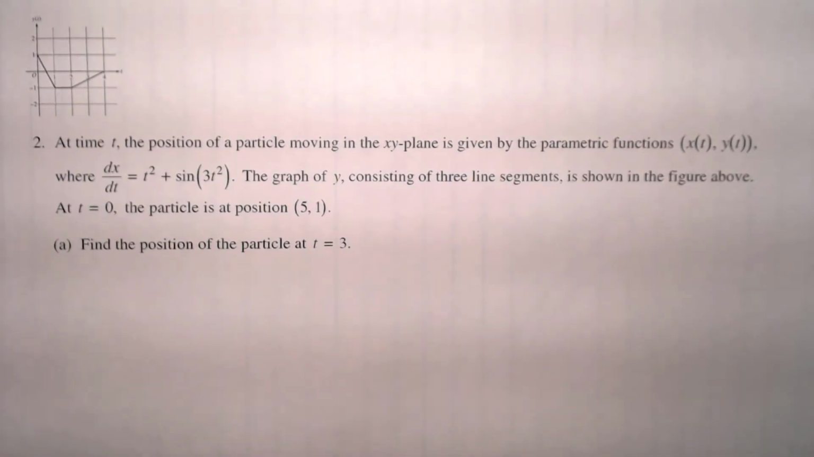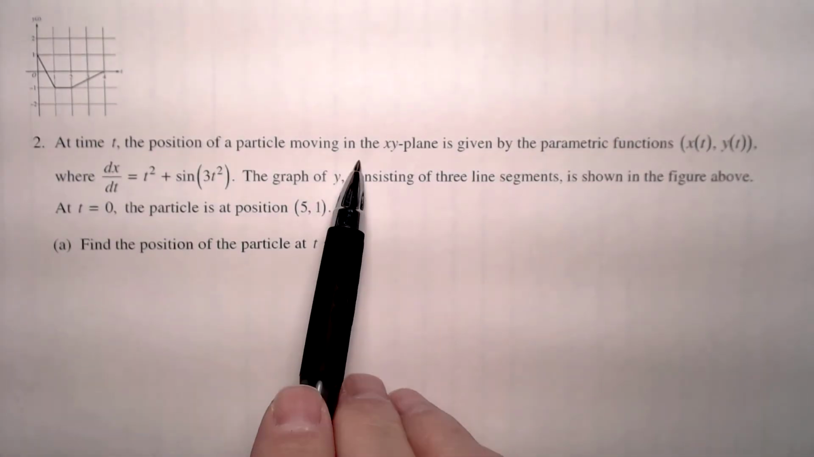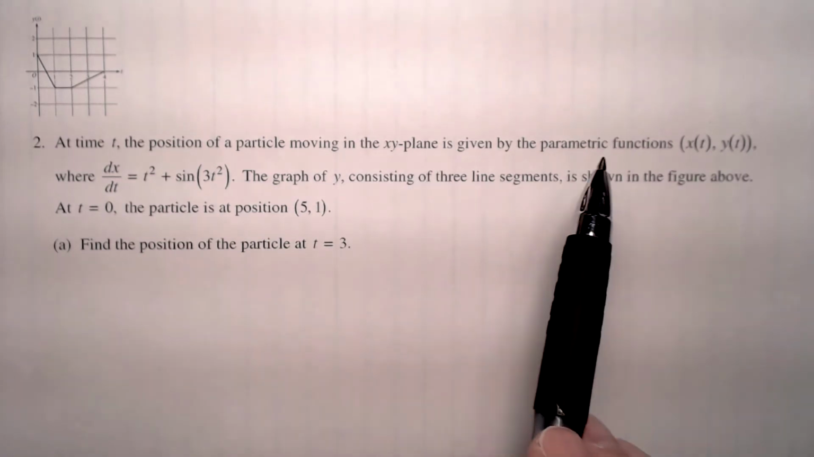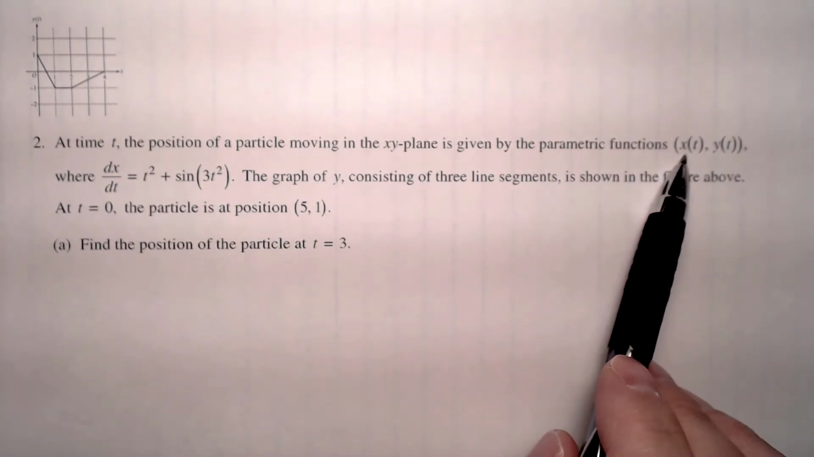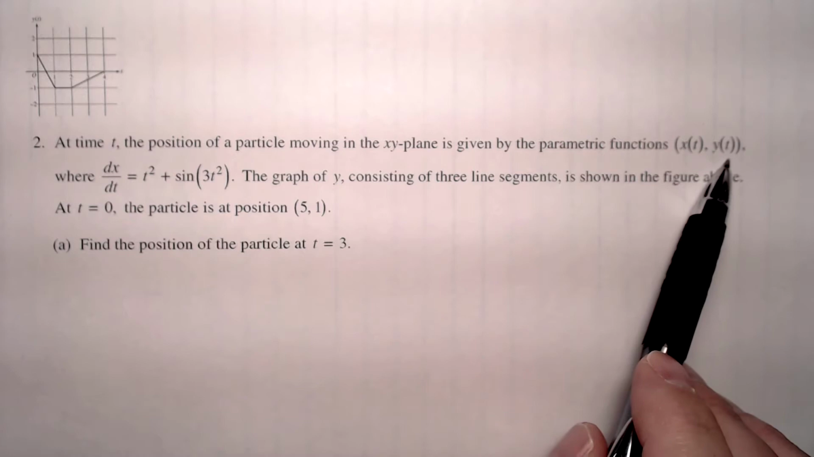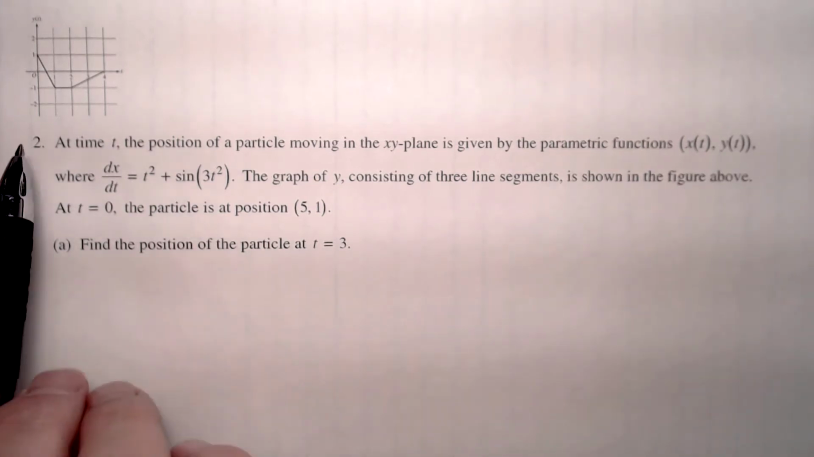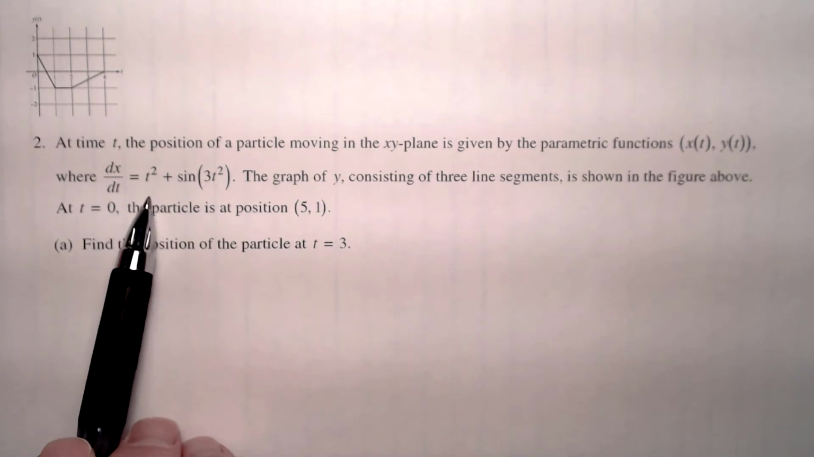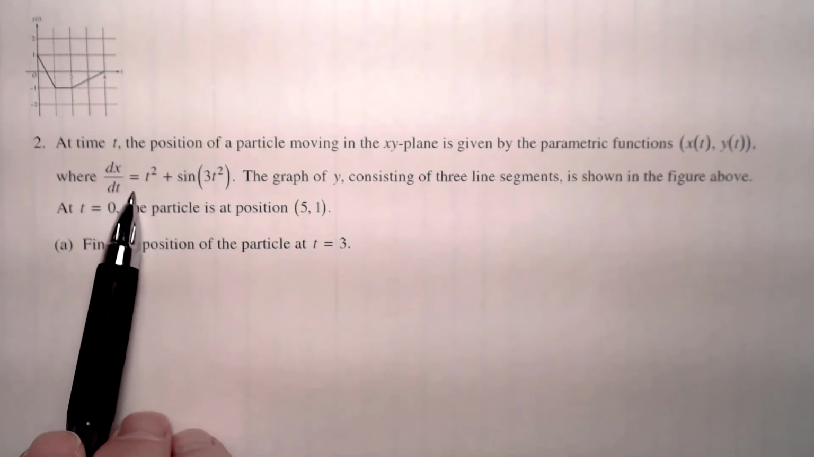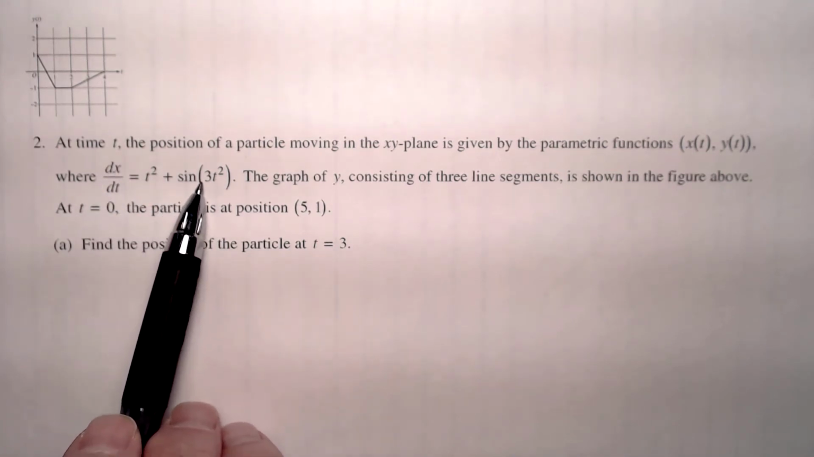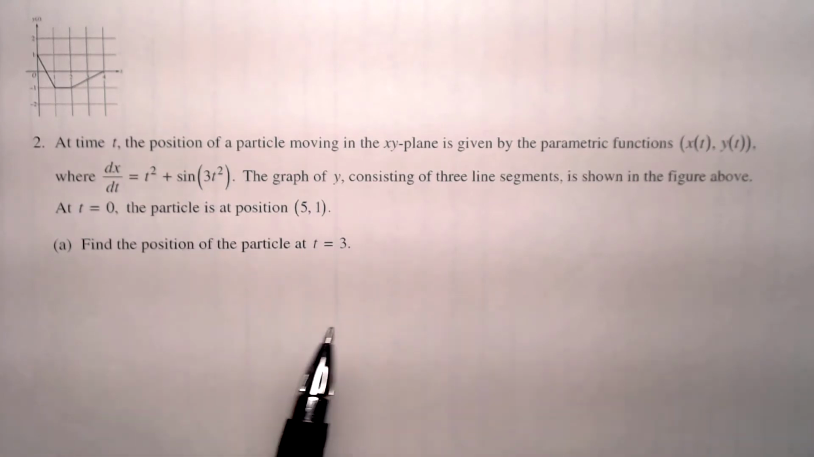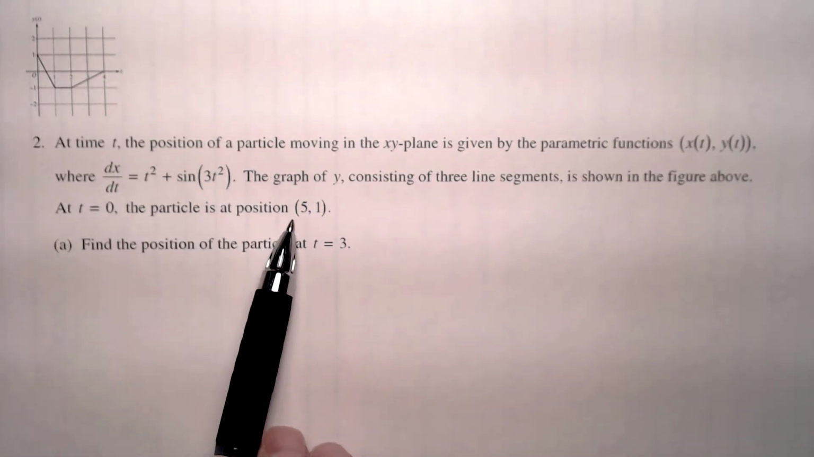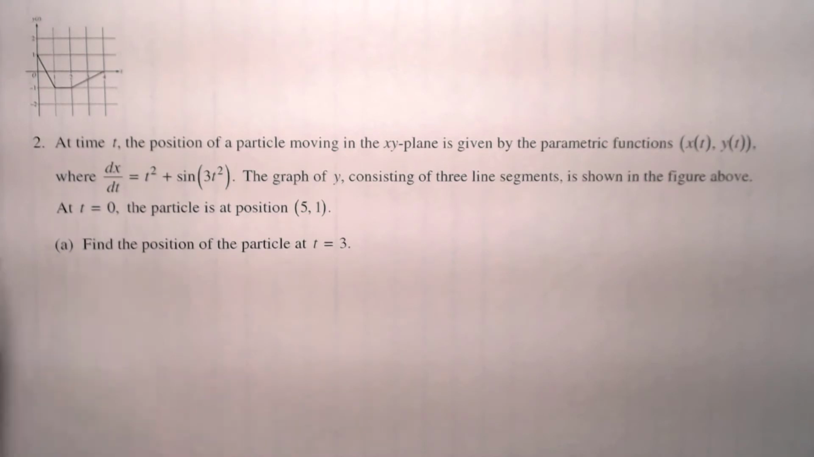In this question we are given that a particle is moving in the xy plane and the movement is given by the parametric functions x of t and y of t, where y of t is given by this chart and x of t is given by this, the derivative is given by t squared plus sine of 3t squared. And we are given the initial position of the particle at time equals 0. And the first question is find the position of the particle at time t equals 3.